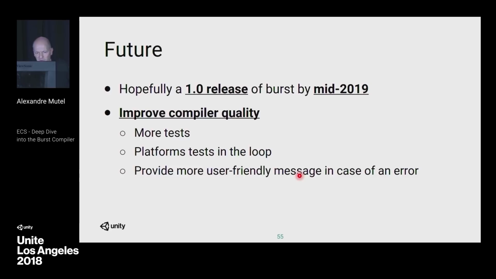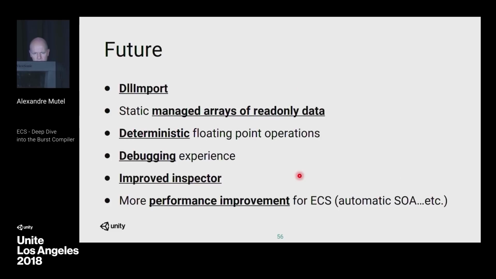So the future is a 1.0 release for mid-June next year, hopefully, with a real 1.0 and not a preview. We hope to improve the compiler quality and have more tests and so on. And we will work on DLL import, that's already there, access to managed arrays of read-only data, deterministic floating point, and a little bit of debugging experience. We would like to improve the editor, the inspector, and more performance for ECS, so automatic SOA and so on.